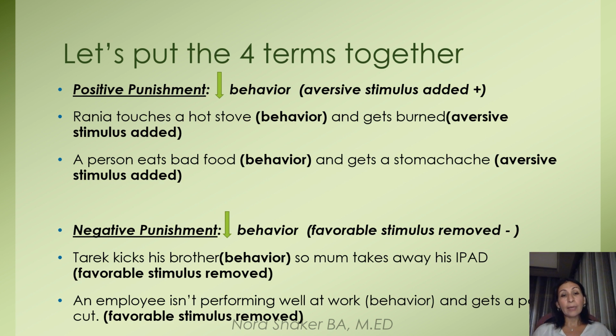Next example, an employee is not performing well at work and gets a pay cut. Okay, so the behavior is an employee not performing well. We want to decrease that. So what happens? We remove a favorable stimulus, which is we deduct from his salary. Next time, I'm sure that this employee is going to perform well in order not to get that salary cut. I hope so far we're on the same track, that you do understand what this is all about.